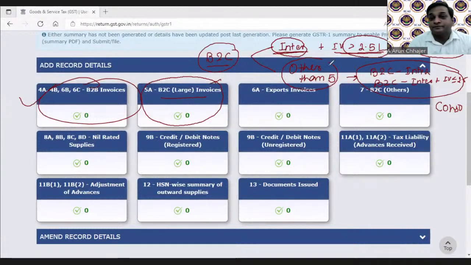Give me the confirmation. Is it clear? This table 5 and table 7, is it clear? Kindly give me the confirmation so that I can move to the next part. This is important.